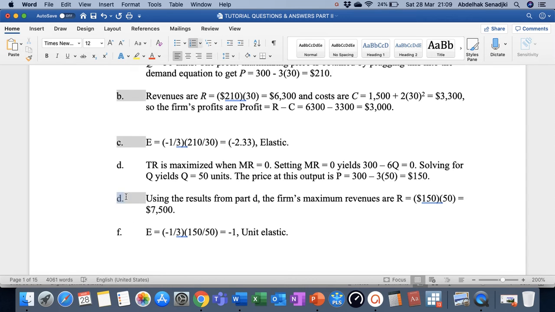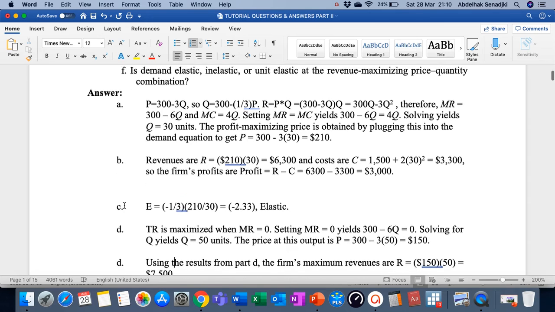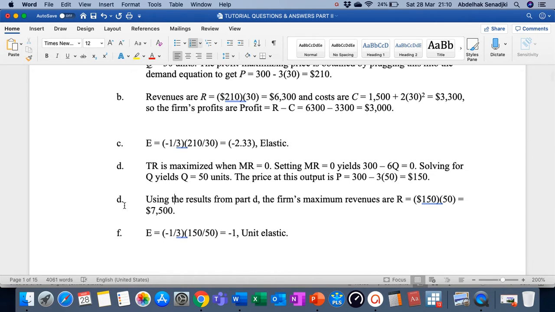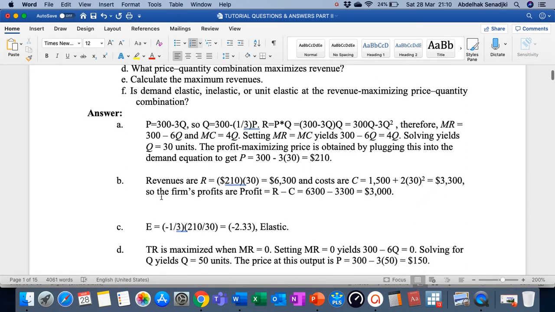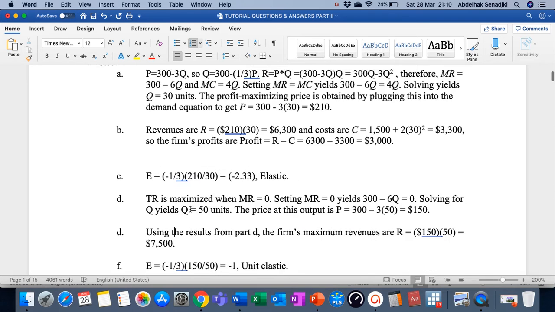This is supposed to be E, right? Yes. Never mind.